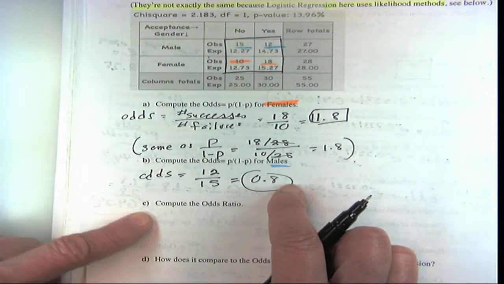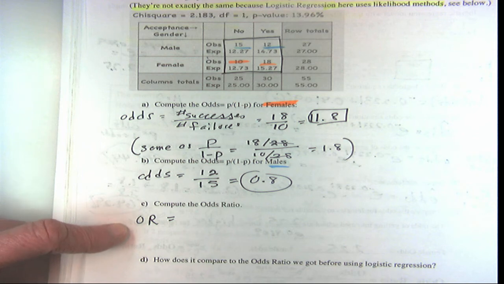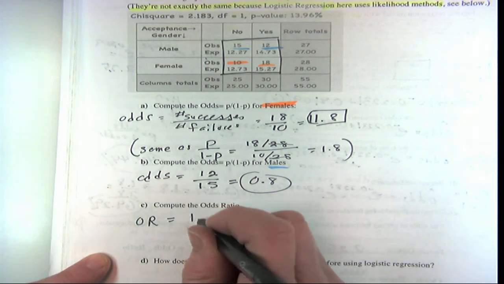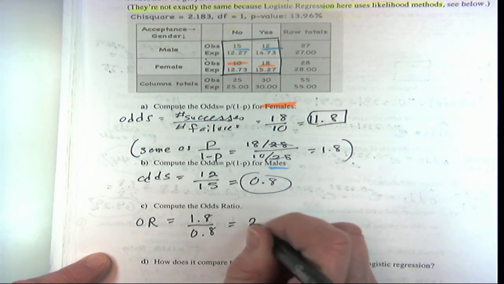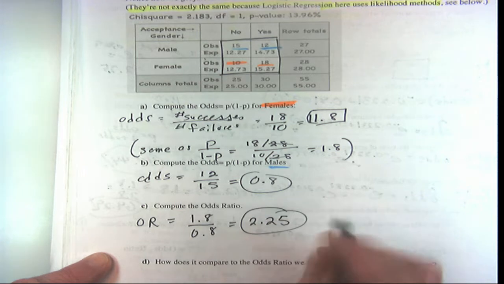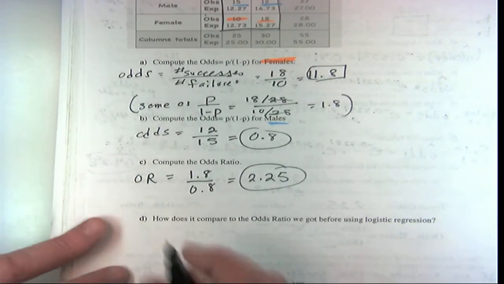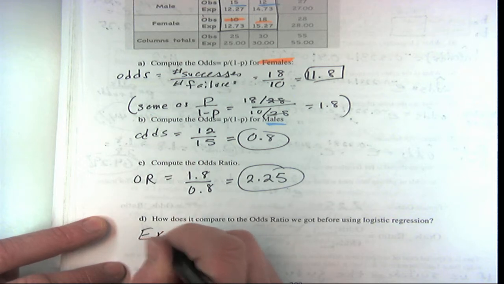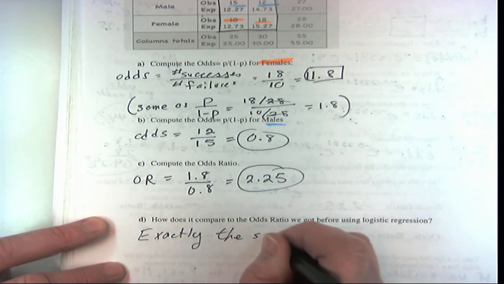And the odds ratio is just going to be the ratio, because we coded females as 1 as you go from 0 to 1. So it'll be the odds for females over the odds for males, which is 2.25. Exactly what we got before. How does it compare to the odds ratio we got before? It's exactly the same, except for rounding error. So it should be exactly the same.